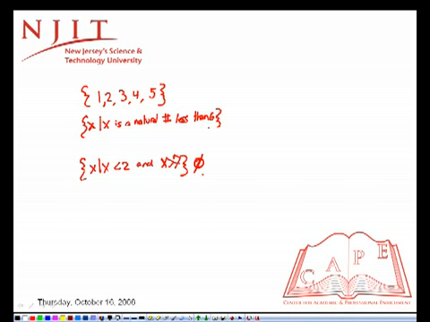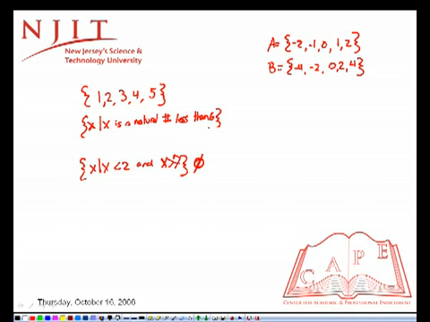Now sometimes it's useful to compare two different sets. So here's an example. Let's say A is equal to the set. And we'll say B is equal to this set. Now we can compare these two sets using different properties.